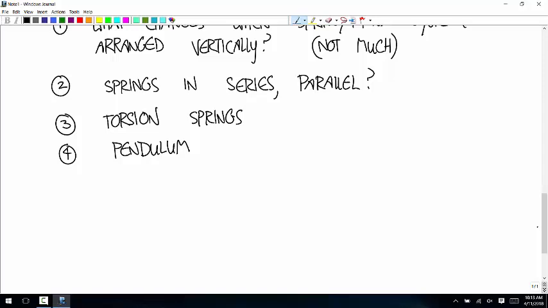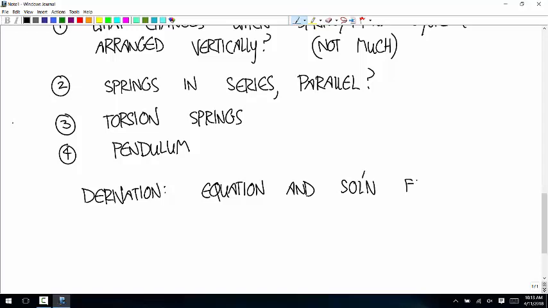Okay, so first, I want to do a derivation of the equation and solution for a spring mass system hanging vertically.